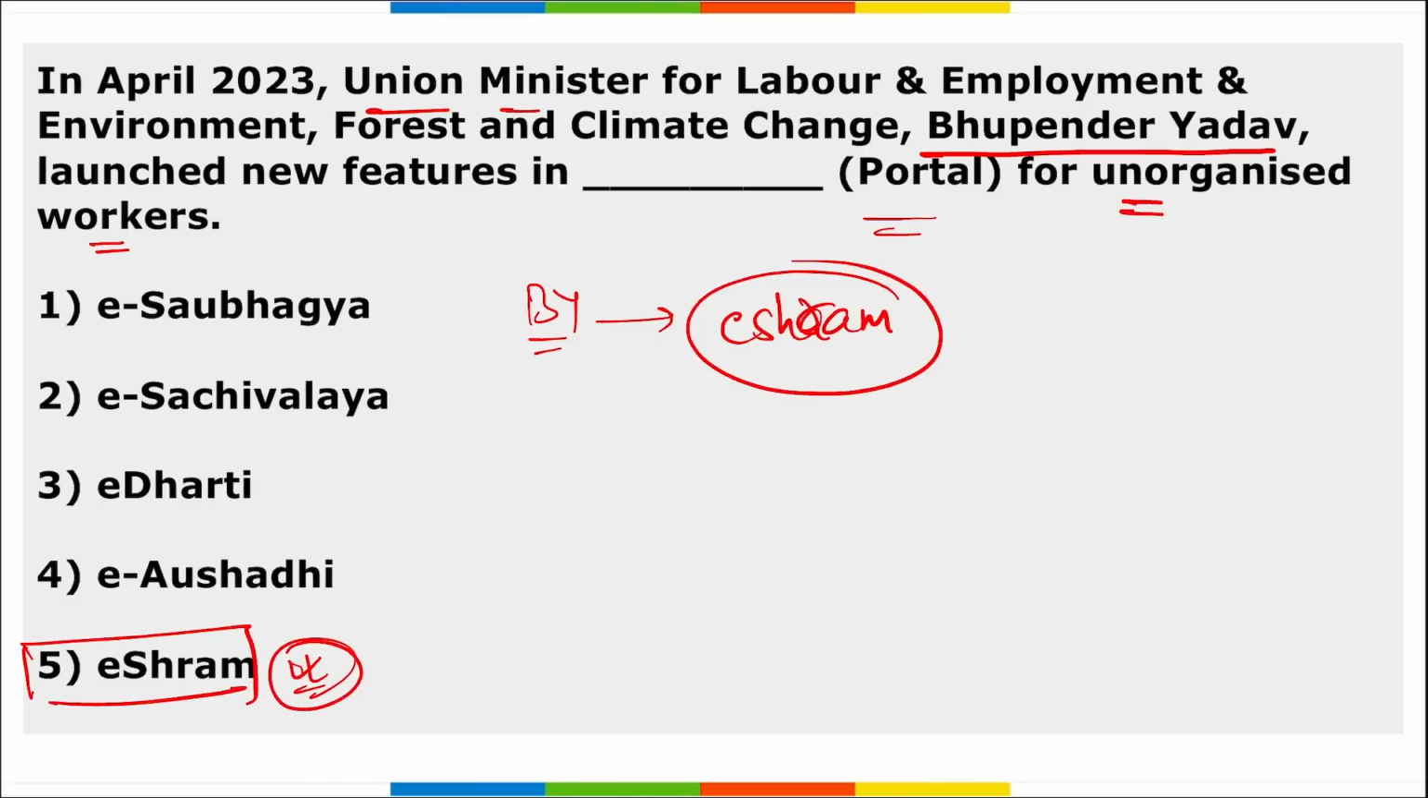A question can also be asked in such a way that this eSharam portal is basically for organized or unorganized. So it is for the unorganized sector or unorganized workers. Next, if I ask you, tell me, recently an AI machine was installed to assess the food quality in the schools. In which state was this AI machine used or installed?